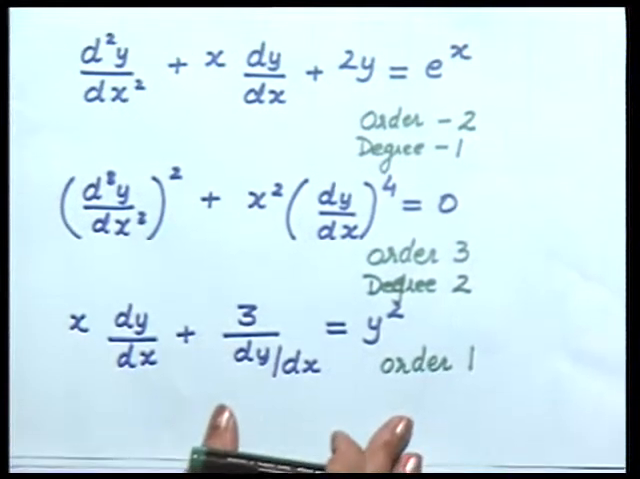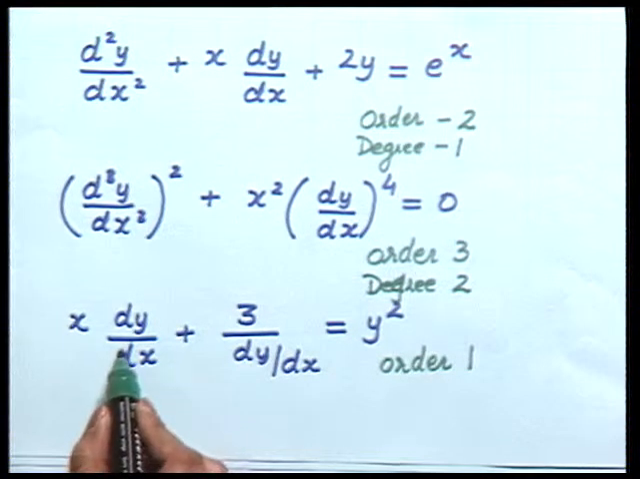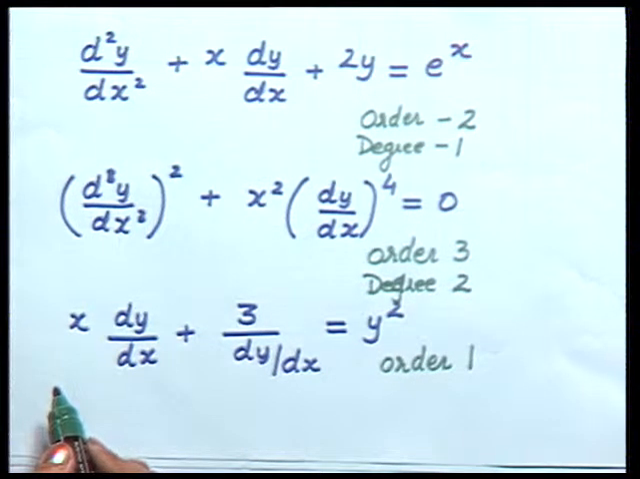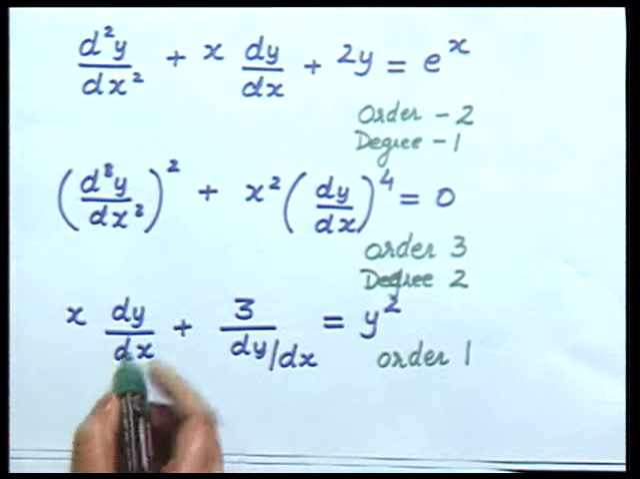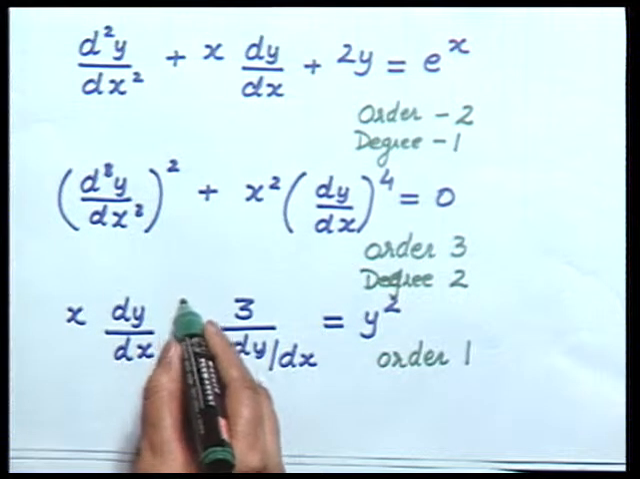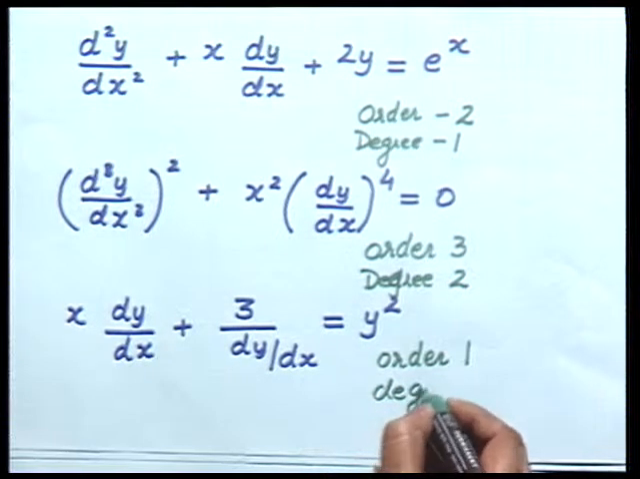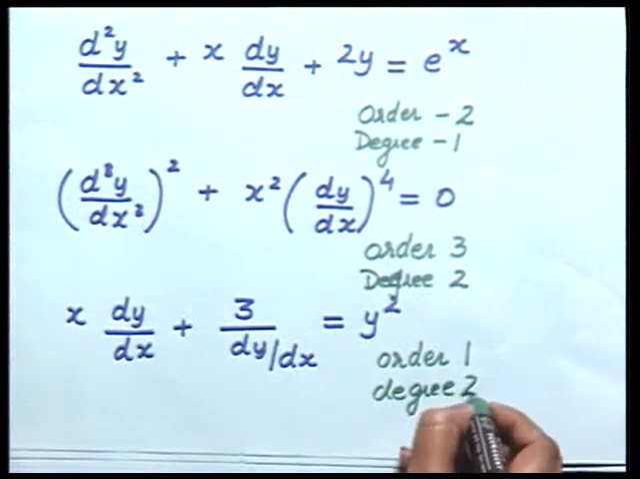For the last one, you have to see that the derivative dy by dx, if it at all appears in fractions, has to be first put in the straight form. And to do that, you can always bring it in the numerator and it will become dy by dx whole square. So the degree is not 1 as it appears, but it is equal to 2.